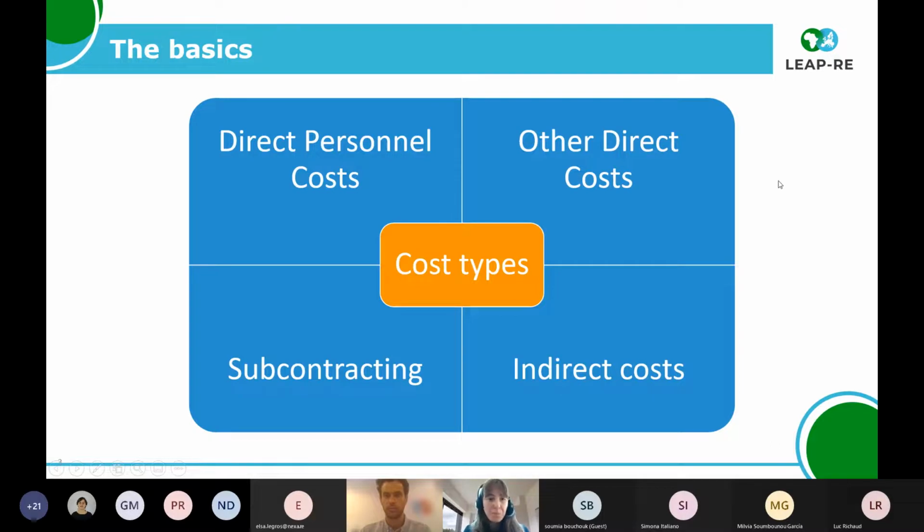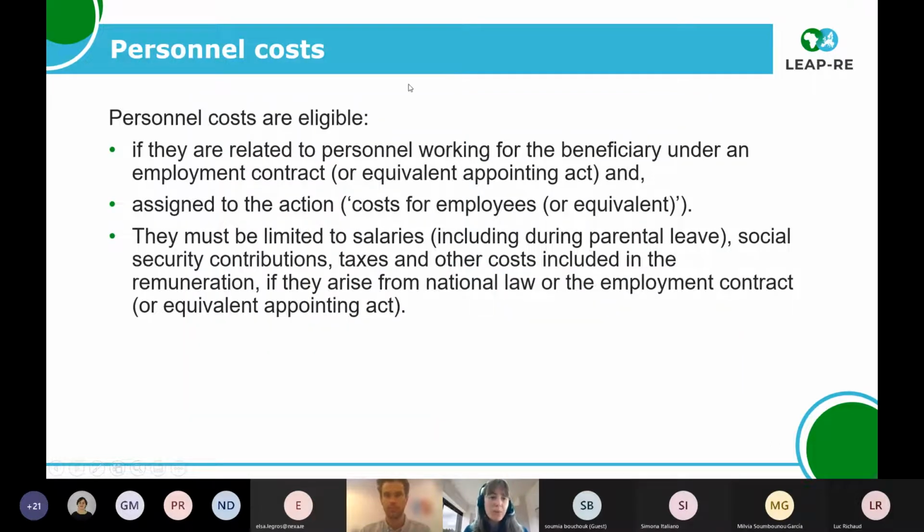Okay, so personal costs. What makes a personal cost eligible? The employee has to be working for your organization and on the project. About the salaries and what is included in the scope of EU eligibility, you have to take into account the social security contribution, taxes, and an additional remuneration if they arise from national law or by the employment contract.